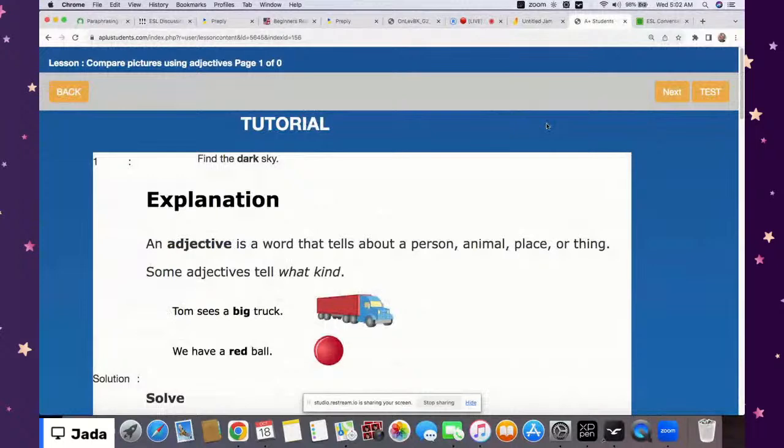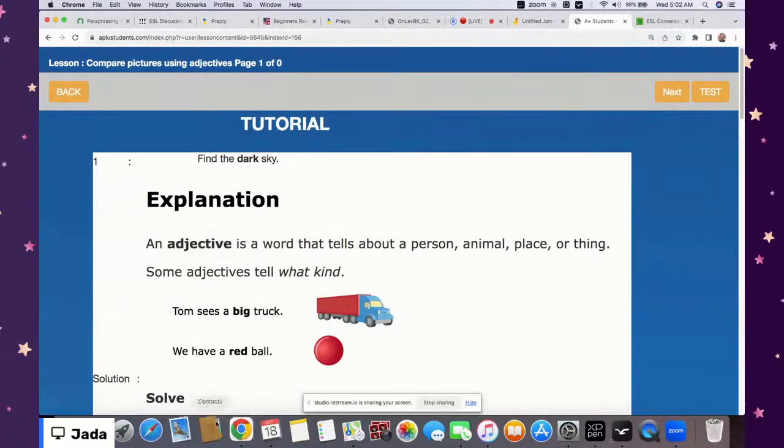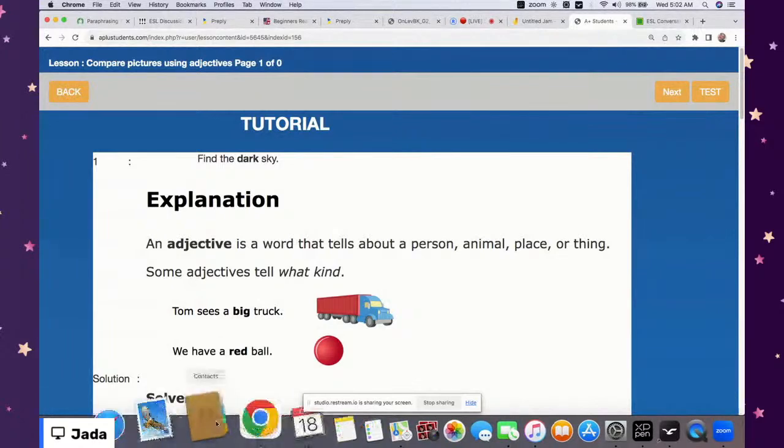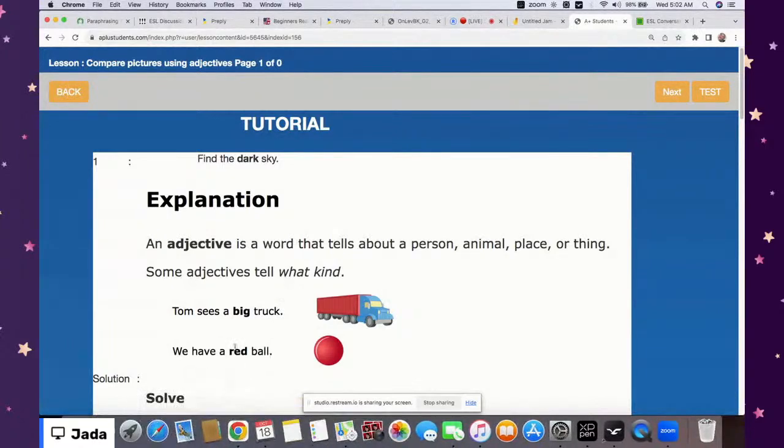All right, so first of all, we need to know what adjectives are, right? An adjective is a word that tells about a person, animal, place, or thing. So an adjective will tell you about a person, a place, or a thing.